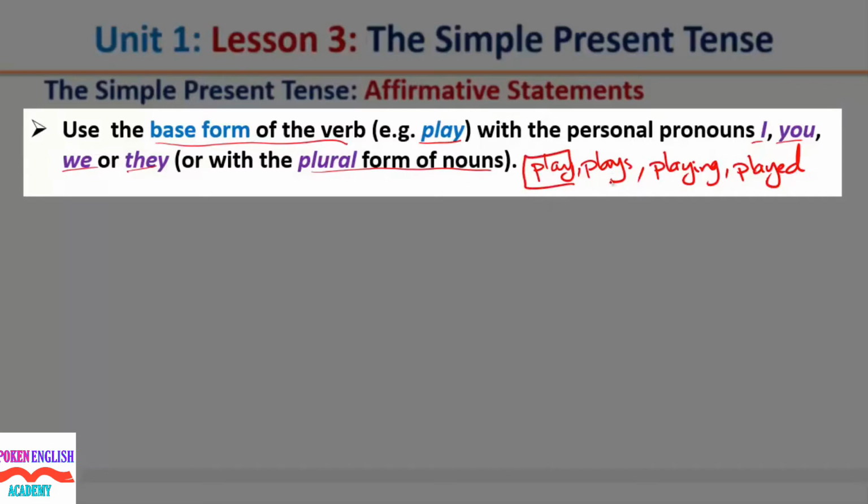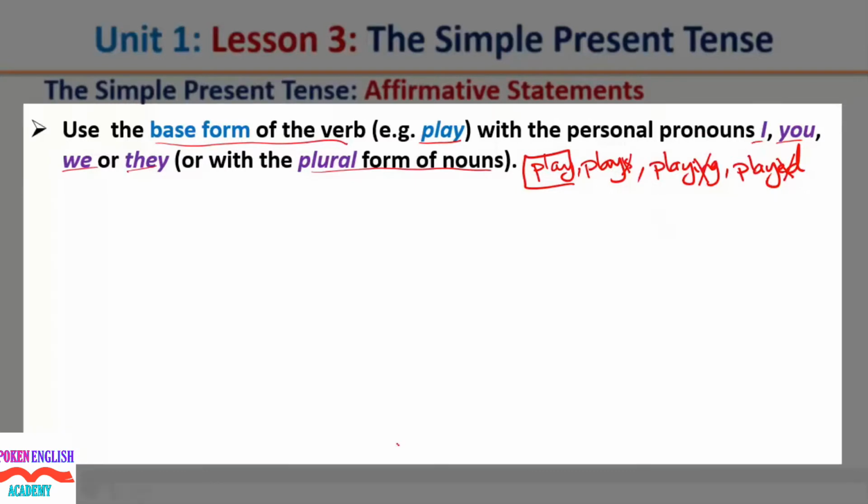Okay, now plays is not a base form. Why? Because here we have s. Playing is not a base form. Why? Because here we have ing. Played is not a base form because it has ed at the end. So these are called suffixes. When we delete the suffix, then we'll have the base form. So the base form of the verb means the verb without any suffixes.